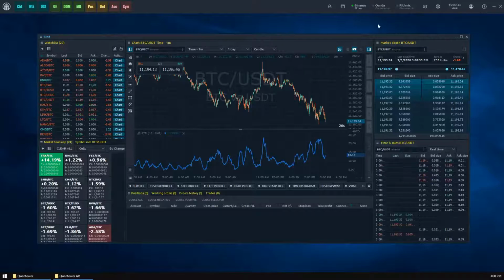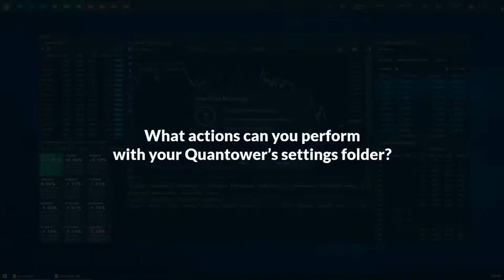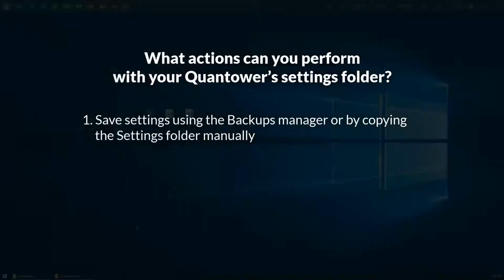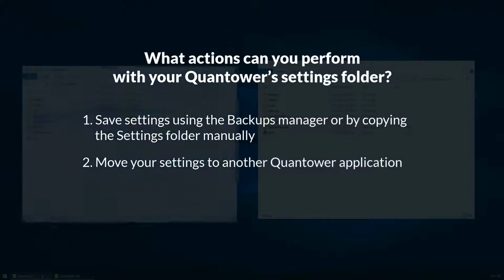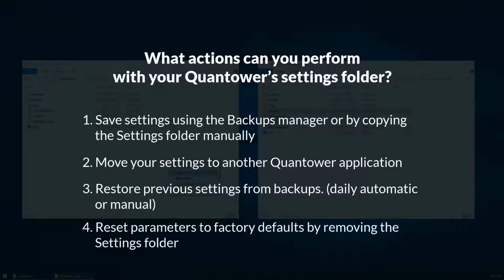To finalize today's video, let's count what actions you can perform with your Quantower's settings folder. Save settings using the Backups Manager or by copying the settings folder manually. Move your settings to another Quantower application. Restore previous settings from backups, daily, automatic or manual. Reset parameters to factory defaults by removing the settings folder.